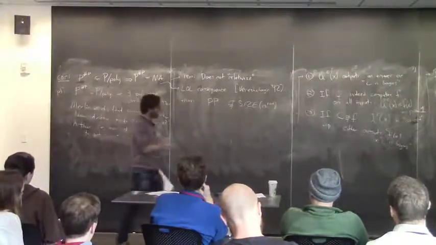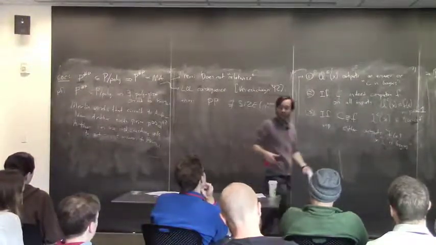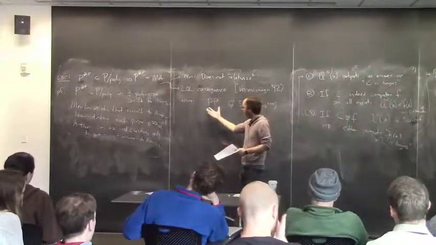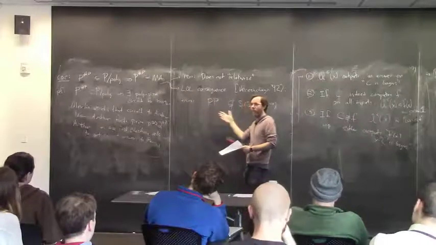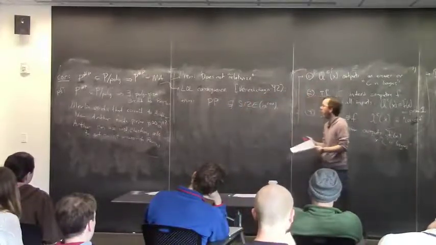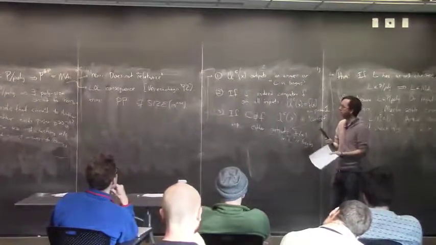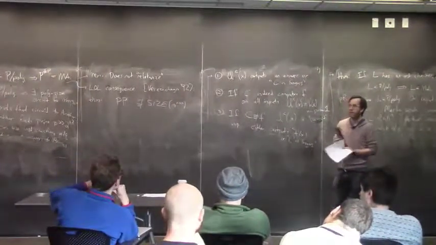I like these kinds of theorems because they're like circuit lower bounds. It puts an upper bound on the uniform complexity of a language which doesn't have circuits of size n to the 100. There's a relationship between uniform complexity and non-uniform complexity.